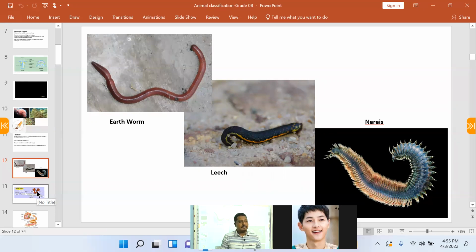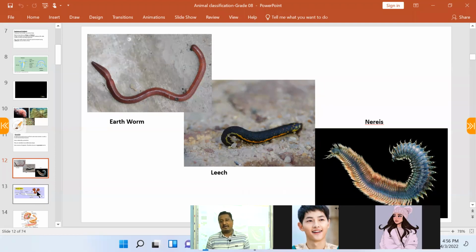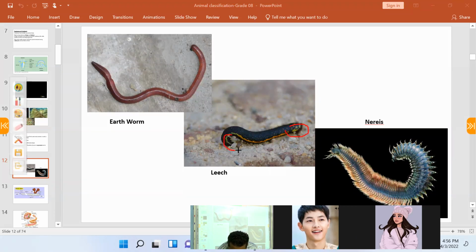What is the second animal? Cute animal. What is it? Leech. Leech is an external parasite. It is an external parasite, meaning leeches suck our blood, not only ours, but also the blood of some other mammals. Leech has special mouth parts. At one side of the body, they have special mouth parts to suck blood. The other side of the body, they stick on the animal.